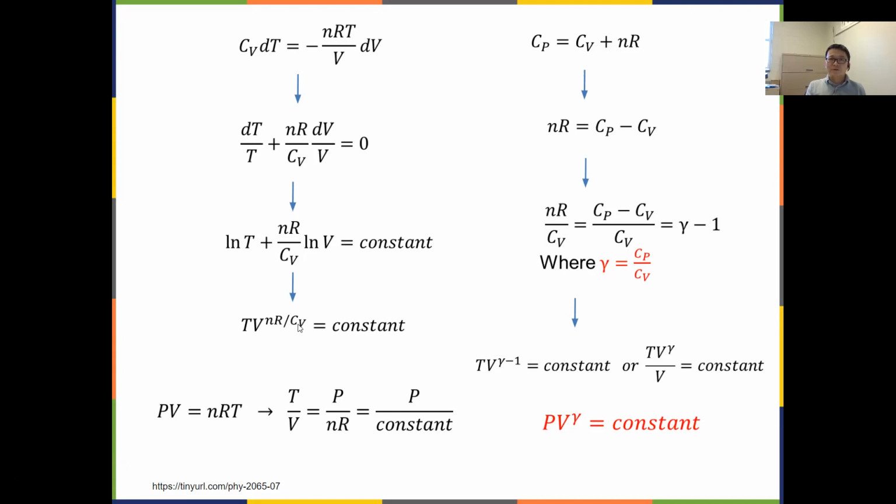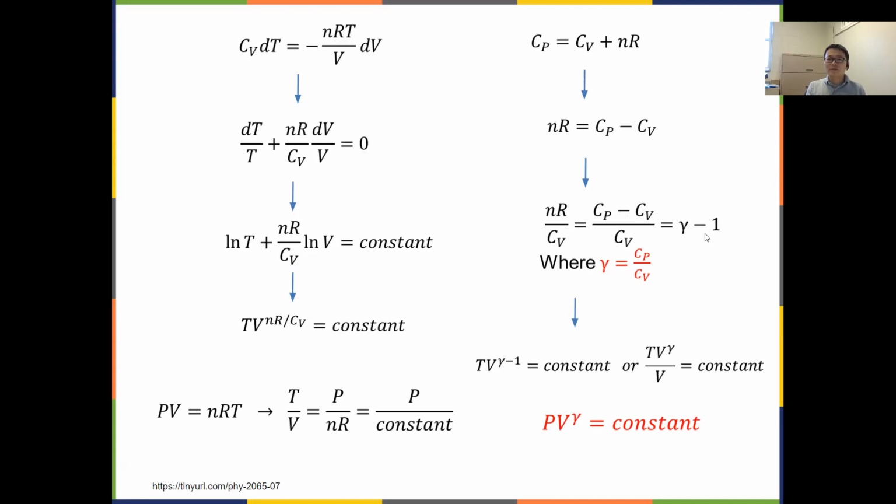Now, if you remember, we got C_P equal to C_V plus nR. So nR is basically C_P minus C_V. This then becomes C_P minus C_V over nR... rather, over C_V, and that becomes C_P over C_V minus 1. We call C_P over C_V gamma.